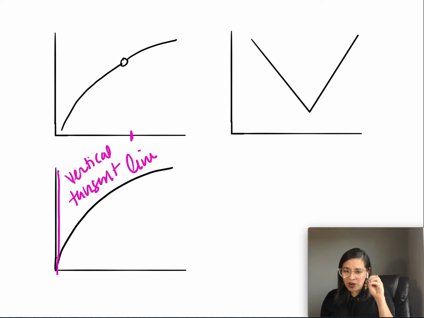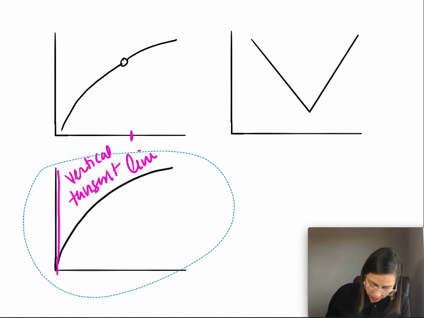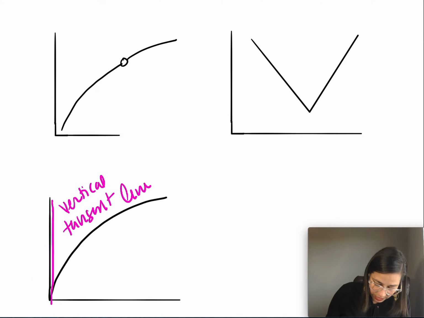So in order for a function to be differentiable, it has to at least be continuous. So here we're going to say that in this case, it is not differentiable. I'm going to say A here.